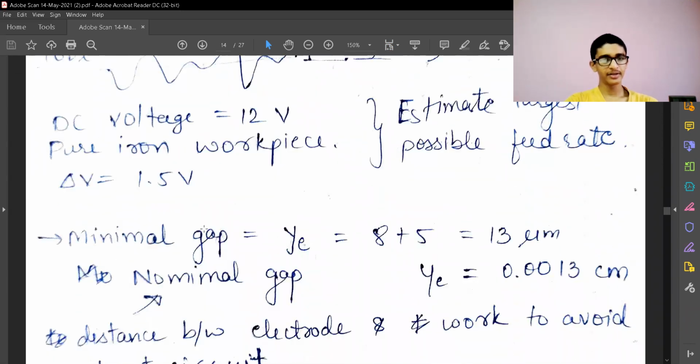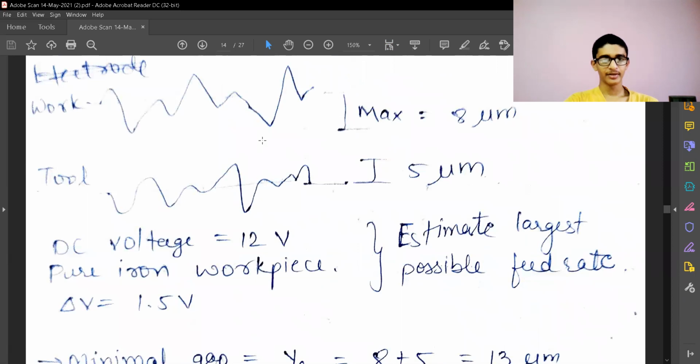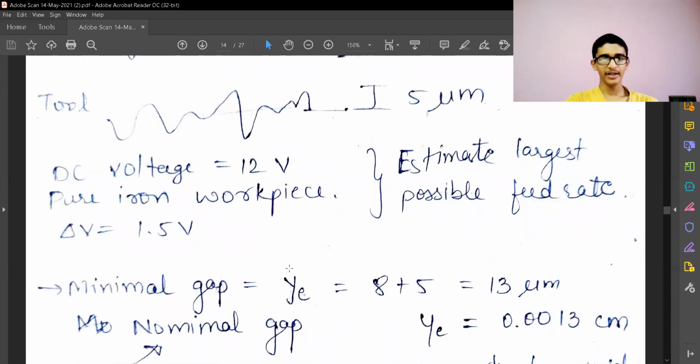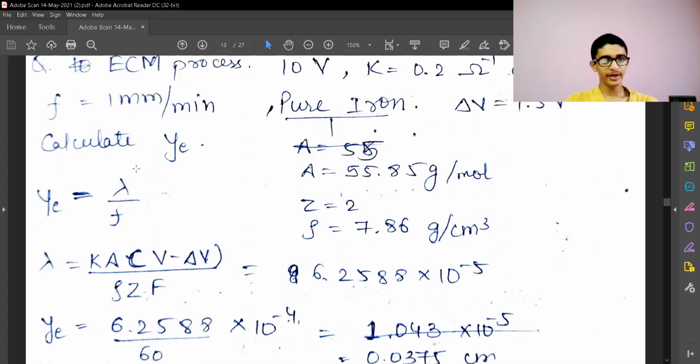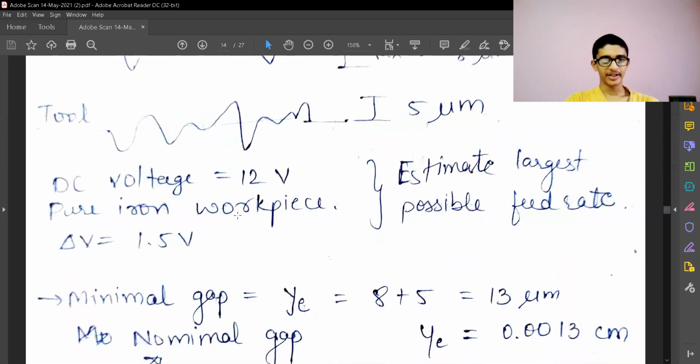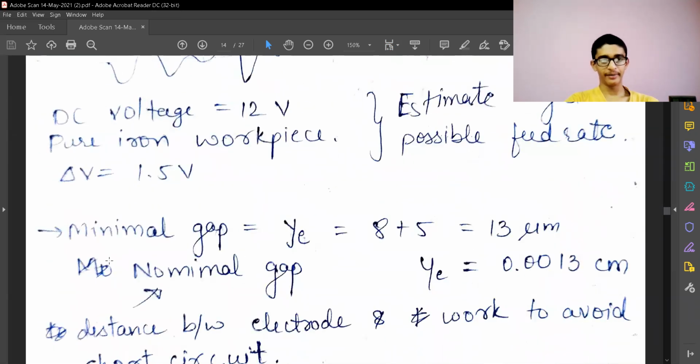So let's start with it. The minimal gap should be the YE. Why am I taking the minimal gap? We want to estimate the largest possible feed rate, and the feed rate formula is F equals lambda by YE. To have the largest possible feed rate, YE should be minimum. That's why I'm taking the minimal gap, which is also sometimes called the nominal gap.